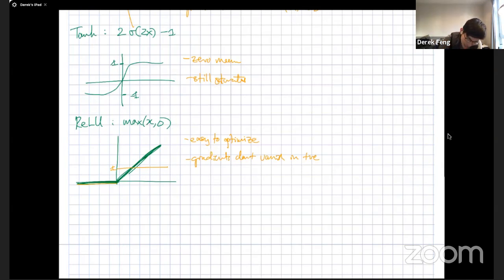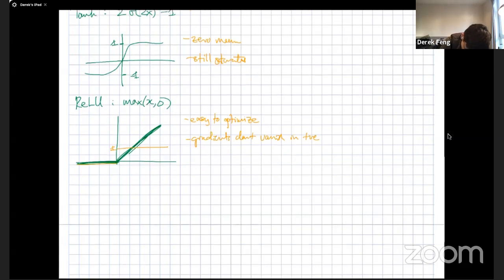But people were like, okay, instead of making it exactly 0, why don't we just make it a small number? What they came up with was a really simple fix for the fact that the gradients are 0 in the negative domain. They set up something called the leaky ReLU, which is max of x and 0 plus 0.01 times min of 0 and x.